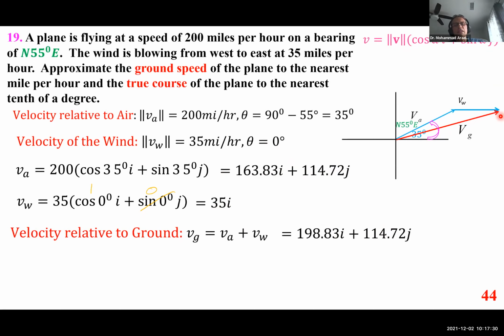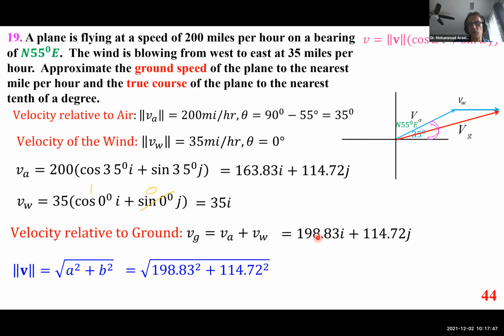In order to give a more precise answer, let's find its magnitude. Remember, the magnitude is the square root of this one squared plus this one squared. So let's do that. We're going to square this number, square this number, add them up, take a root, and it's 230 miles per hour, roughly. So the speed is 230 miles per hour.